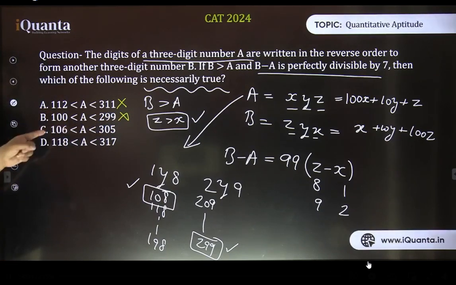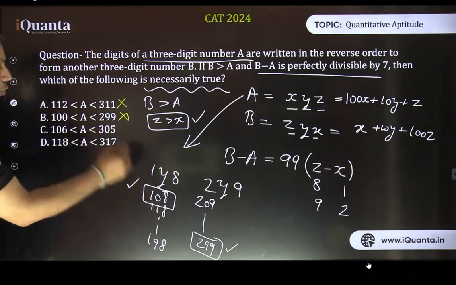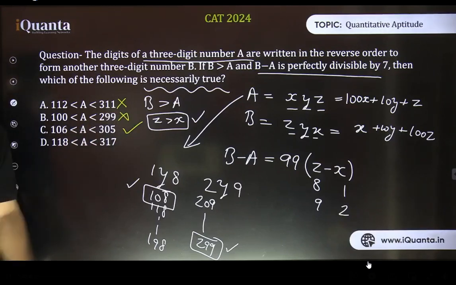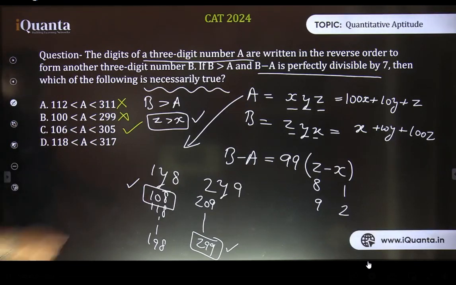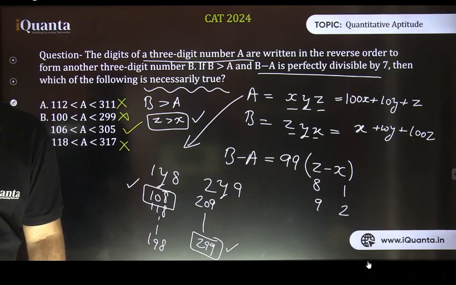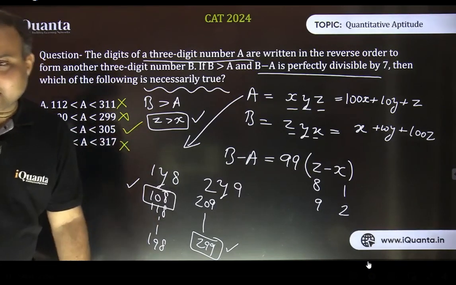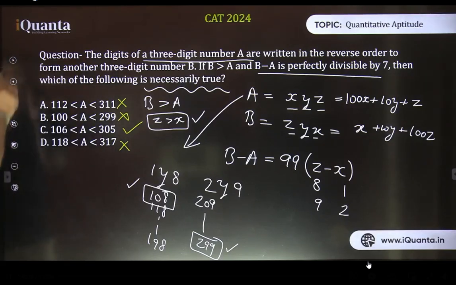Option C now. More than 106, that's true. Less than 305, that's also true. So both the conditions are being satisfied. Option C satisfies. Let's verify option D as well. More than 118, it is not necessary. It can be less than that. So option D is also negated. So option C is the right answer. Fine, so that's the question. As I said earlier, it is an actual CAT question. Okay, let's move further now.